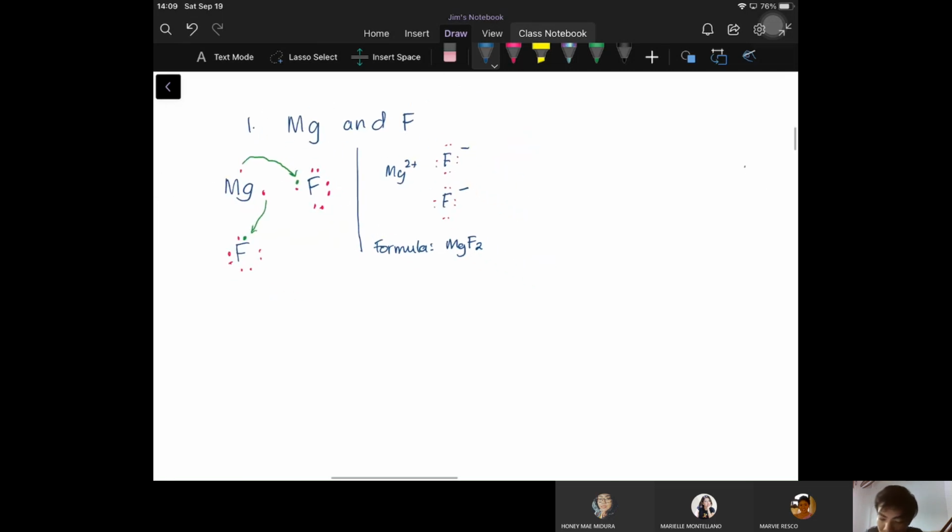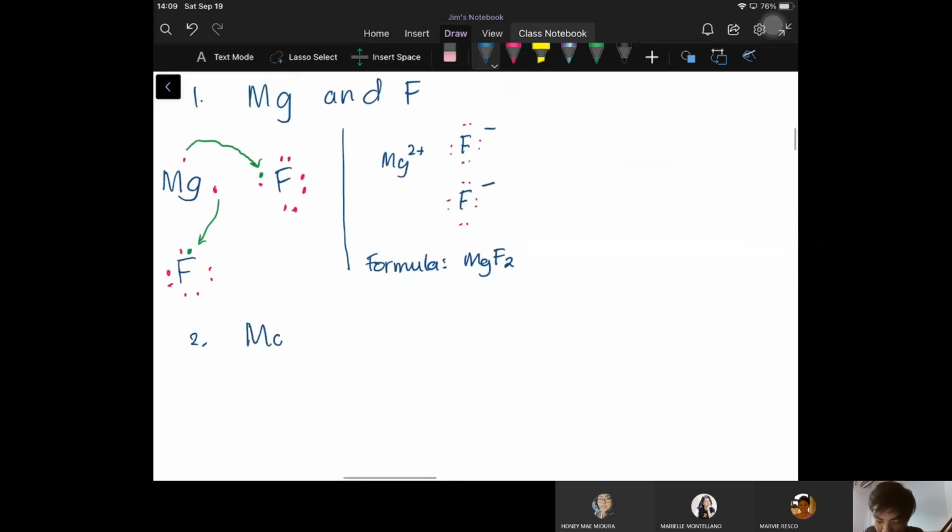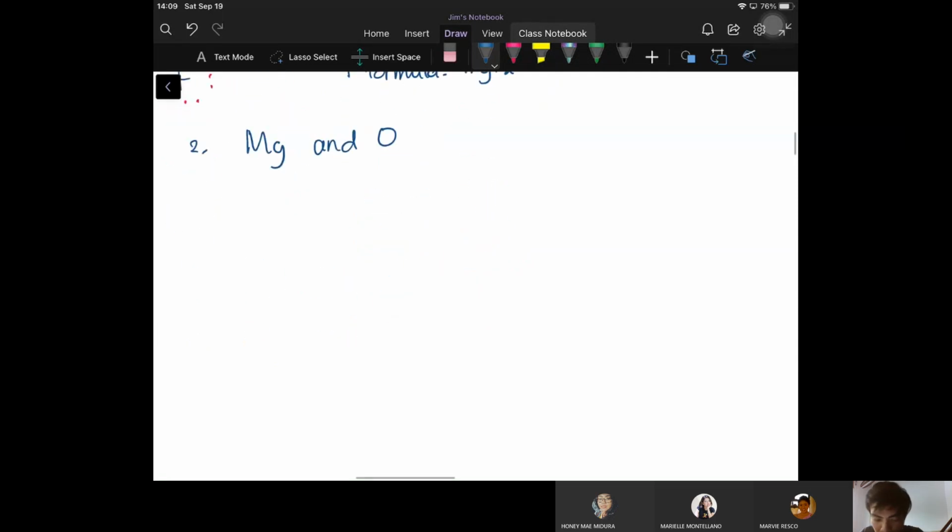Okay? Number 2. Ano yung number 2? Mg and O. Okay. So, magnesium group 2 yan. So, dalawang dots lang. Oxygen, 6 dots. Okay, so mapapansin natin, oxygen will accept 2 electrons. Then si magnesium, 2 electrons lang din yung kaya niya ipamigay. So sakto lang na tig-isa lang yung kailangan natin. So yung isang electron, mapupunta doon. Yung isa, mapupunta dito.